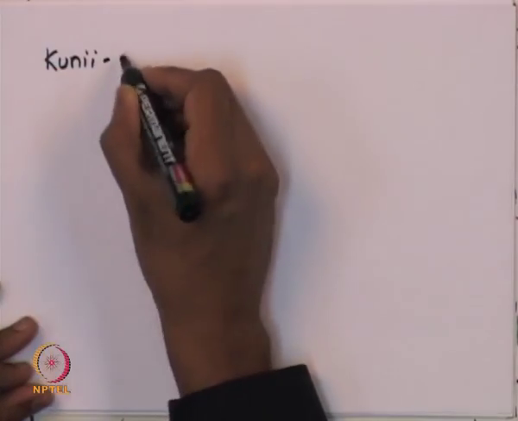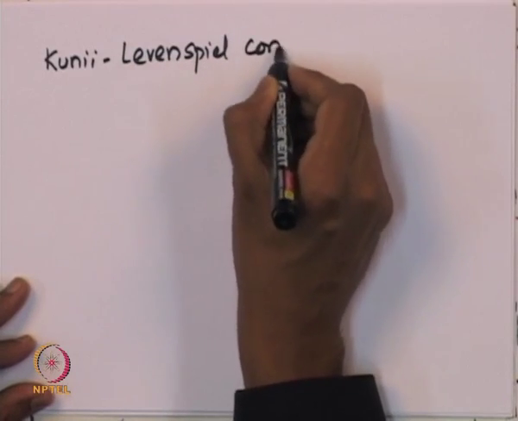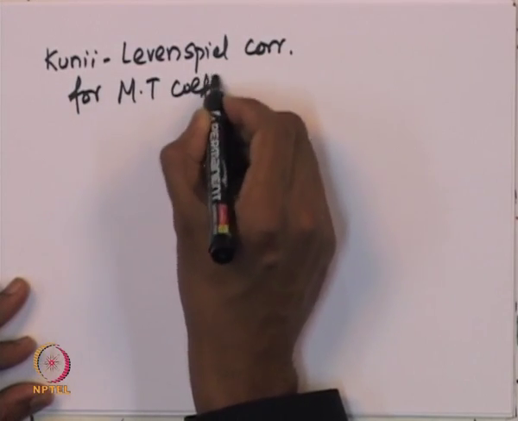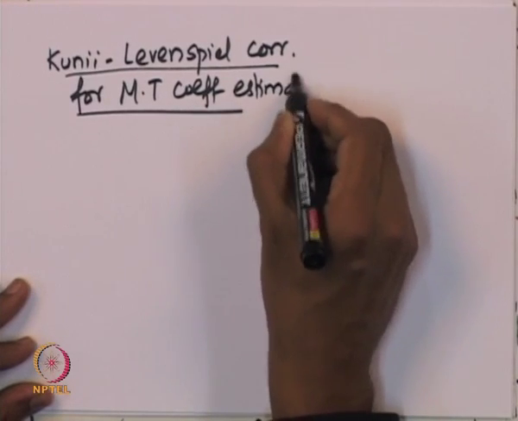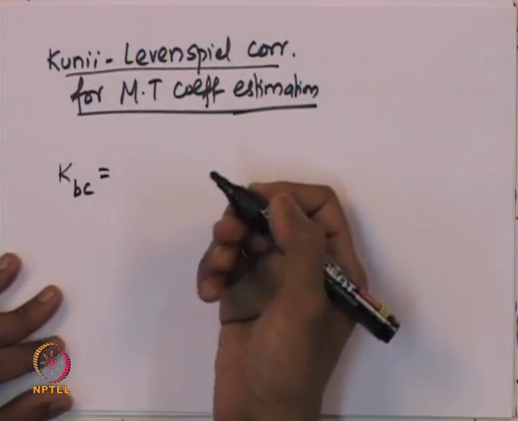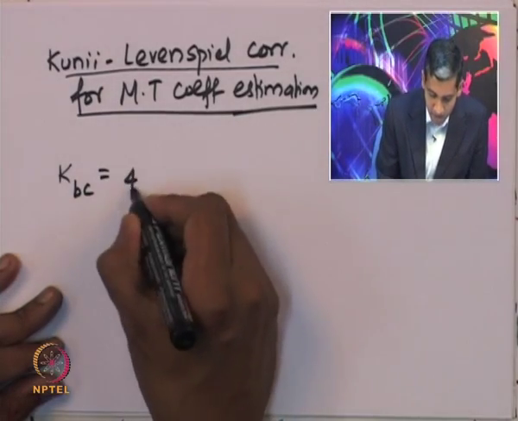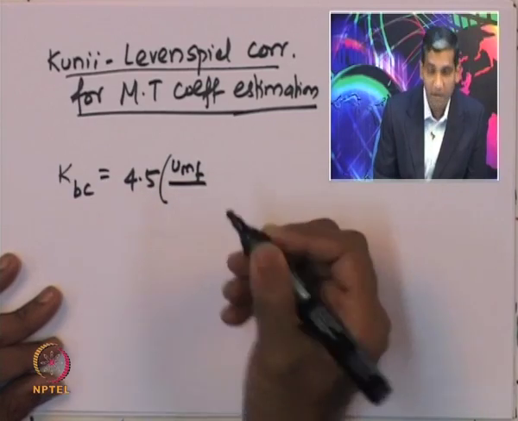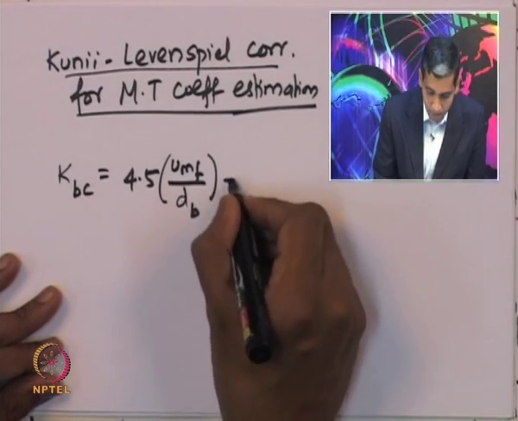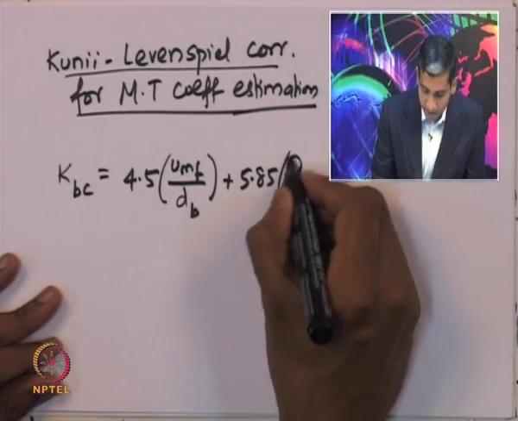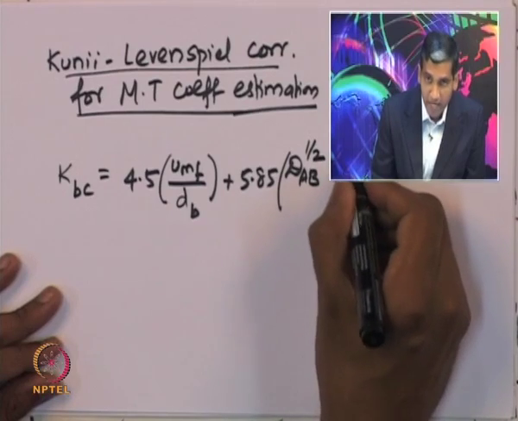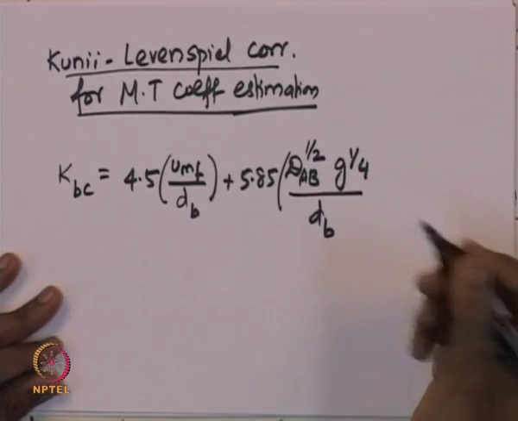Kunii and Levenspiel, once again, have developed a correlation in order to find out what these mass transport coefficients are. So they have developed a correlation for estimating these mass transport coefficients, and that is given by KBC, the mass transport coefficient for reactant species to go from the bubble phase into the cloud phase, and that is given by 4.5 multiplied by the minimum fluidization velocity UMF divided by the diameter of the bubble, plus 5.85 into the diffusivity DAB to the power of 1 by 2 into gravity to the power of 1 by 4 divided by the diameter of the bubble to the power of 5 by 4.